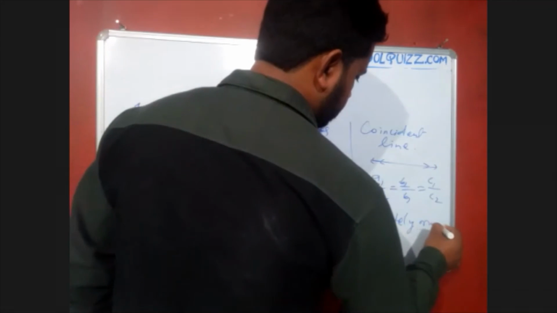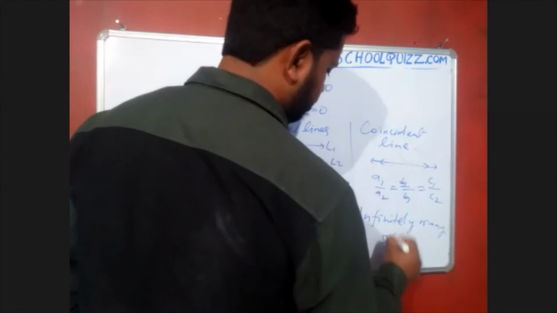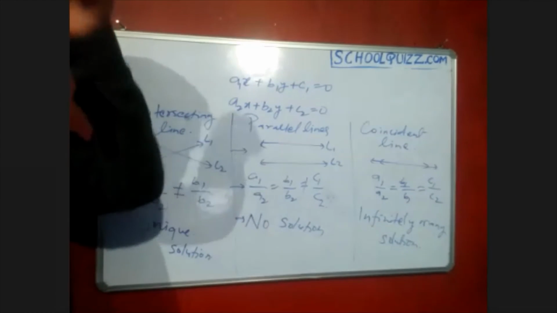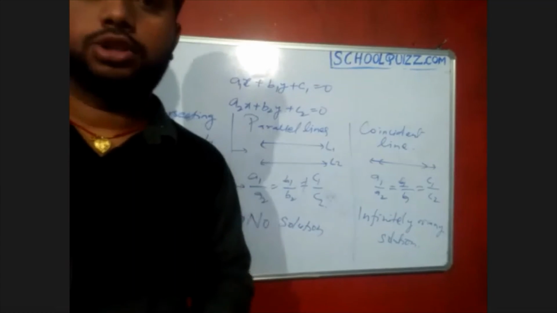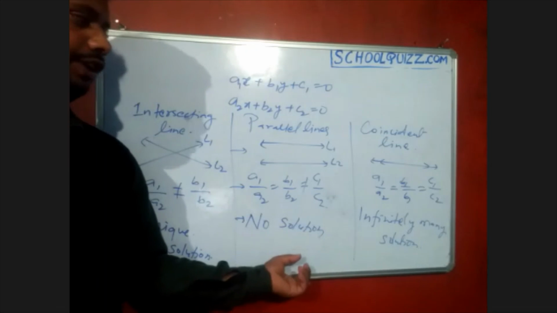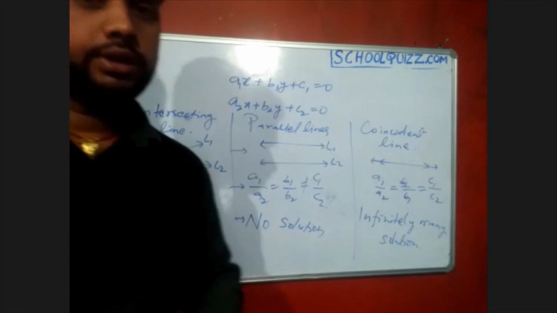Okay, so these are the three conditions possible when we plot two lines in one plane. So this much for this video, and we will continue with the next topic in the next one.